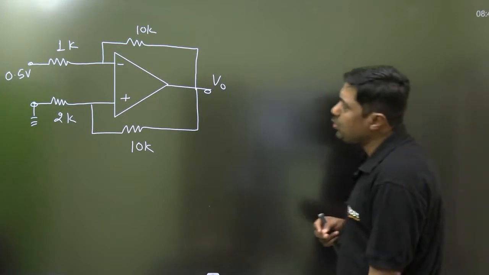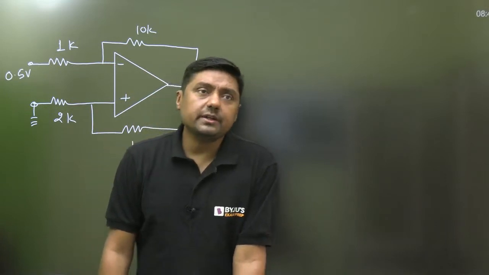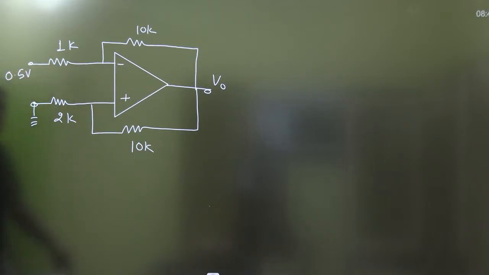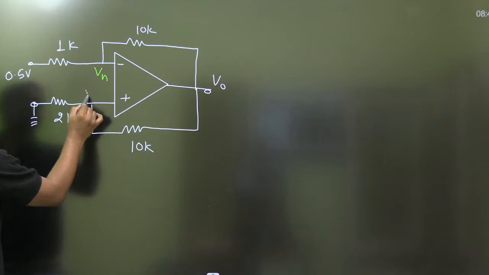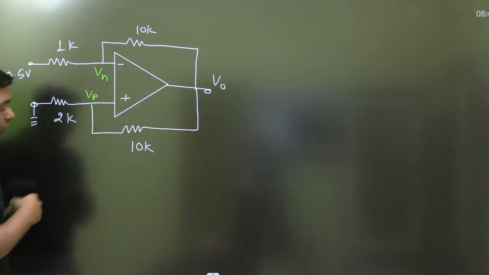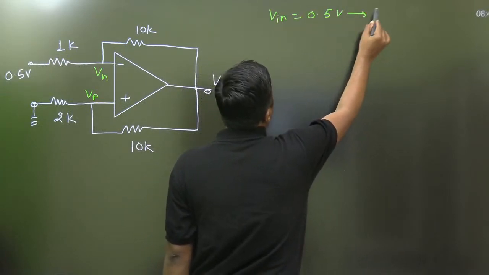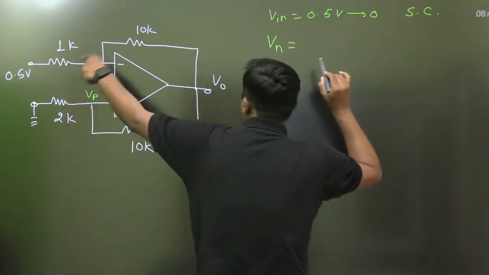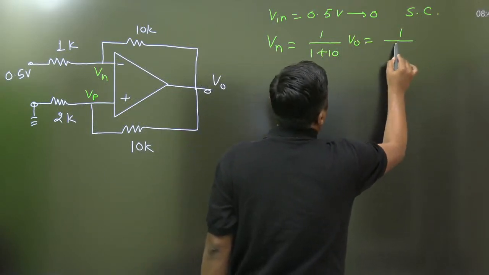It may be inverting or non-inverting, it doesn't matter. Right, how to solve this type of question? Both the feedbacks are present here: 10 kilo ohm, 2 kilo ohm, 10 kilo ohm, 1 kilo ohm. First of all, make Vin equal to 0, then find the value of Vn and then find the value of Vp in terms of V naught. For example, let the Vin, 0.5 volt, tend towards 0, make it a short circuit. Then find the Vn: it will become 1 divided by 1 plus 10 into V naught, that is nothing but 1 by 11 V naught.